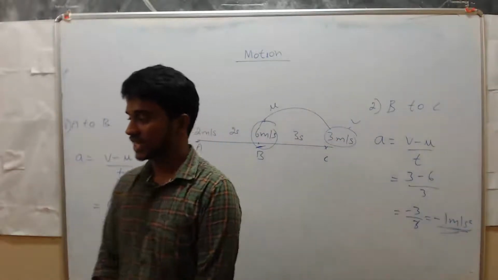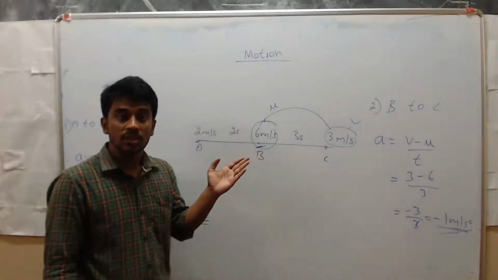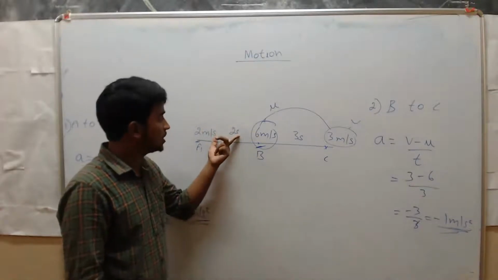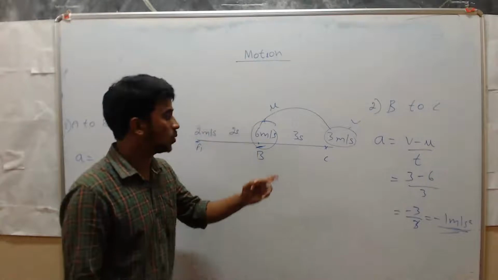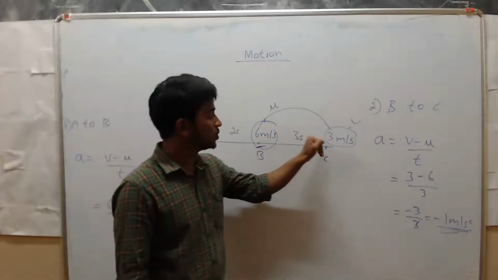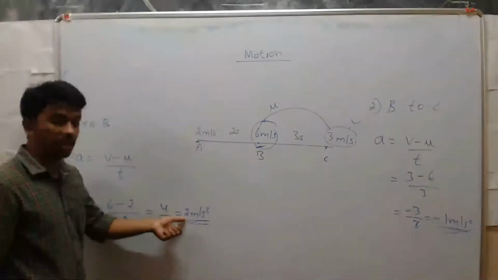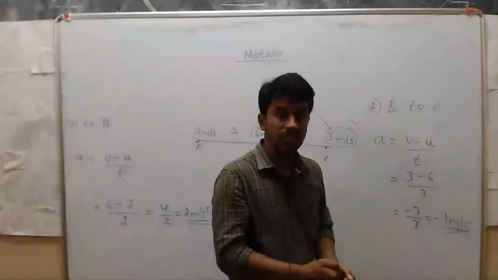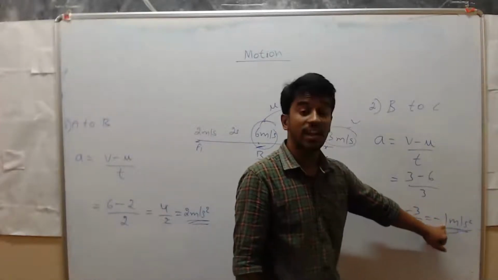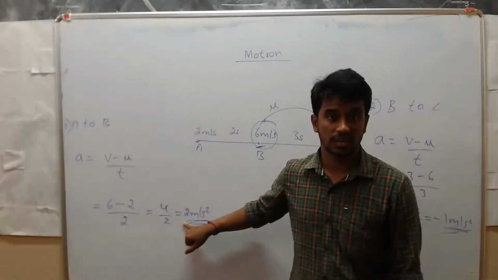In the first case, the velocity changed from 2 to 6, which means that the object increased its velocity, right? Here the velocity increased from 2 to 6. But what about here, 6 to 3? Here the velocity decreased from 6 to 3. If the velocity increases, then we will get the acceleration in positive. If the velocity reduces, then we will get the acceleration in negative. So we call this negative acceleration or deceleration, and this is positive acceleration.